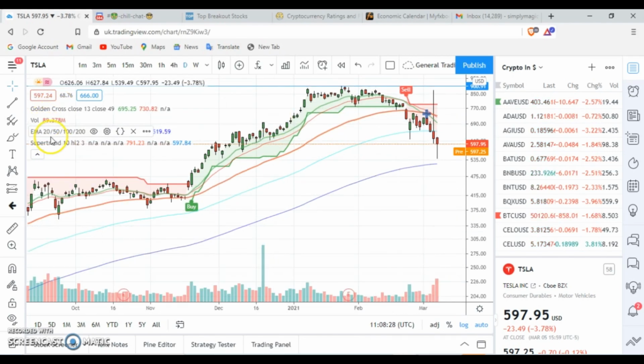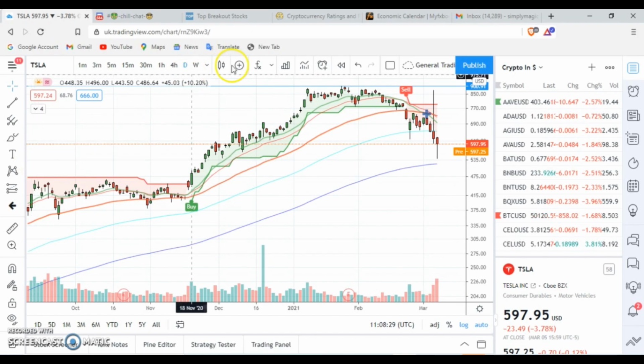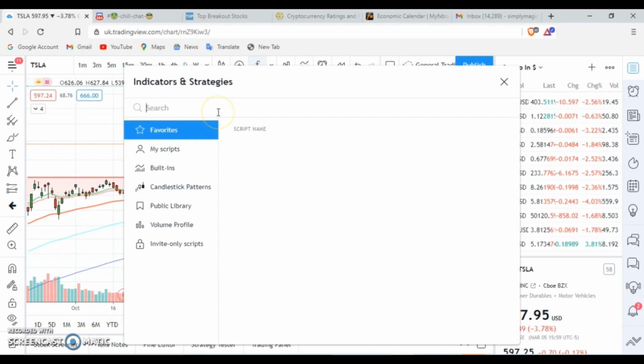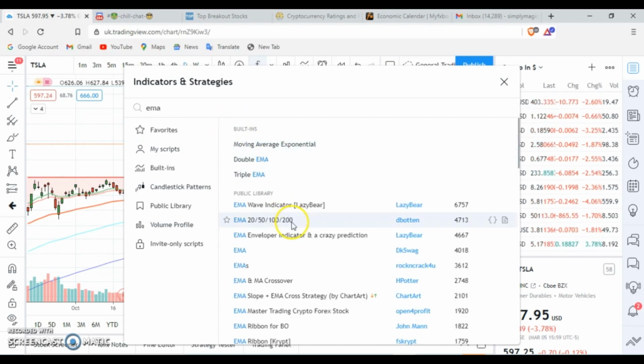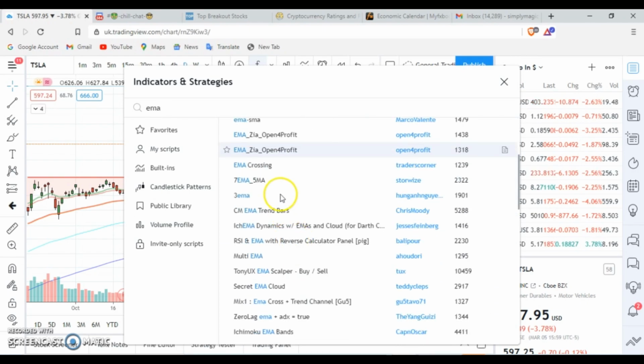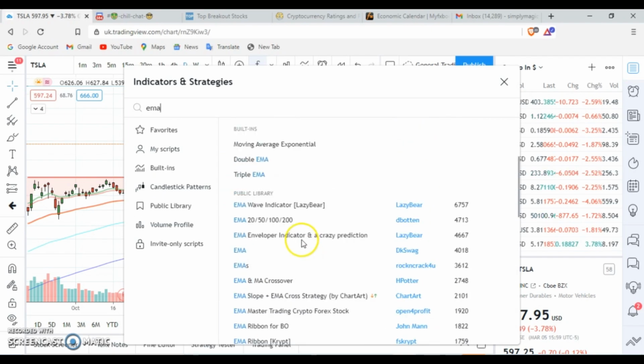So first of all, EMA, right? There are a few EMAs you can have. If you go to indicator again and type in EMA, you can have EMA. These are the main ones, basically. You've got your 20, 50, 100, 200. These are your major EMAs, if you like. Or you can have whatever other EMA you like, an EMA crossing strategy or something like that if you want.